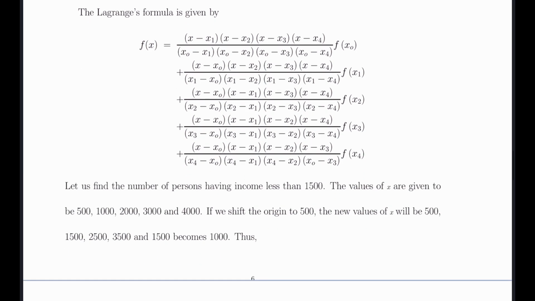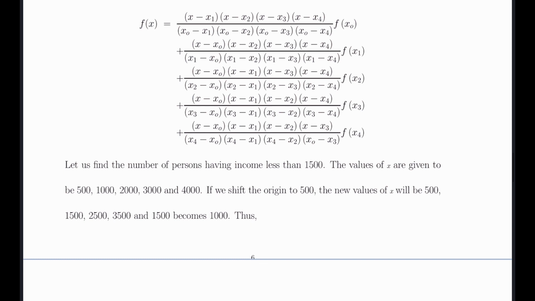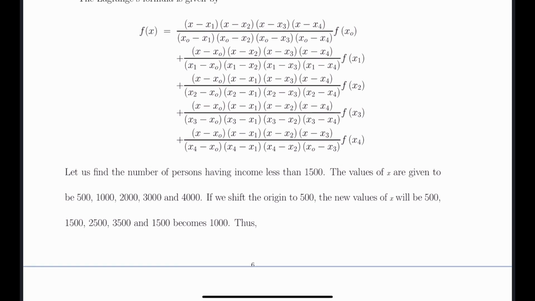You apply Lagrange's formula. In this case also, this we have seen. This is the formula written here. We have been asked to find the number of persons having income between 1000 and 1500. So we will first find the number of persons having income less than 1500. From this, we will subtract the number of persons having income less than 1000 and we will get the result. So this is your formula.